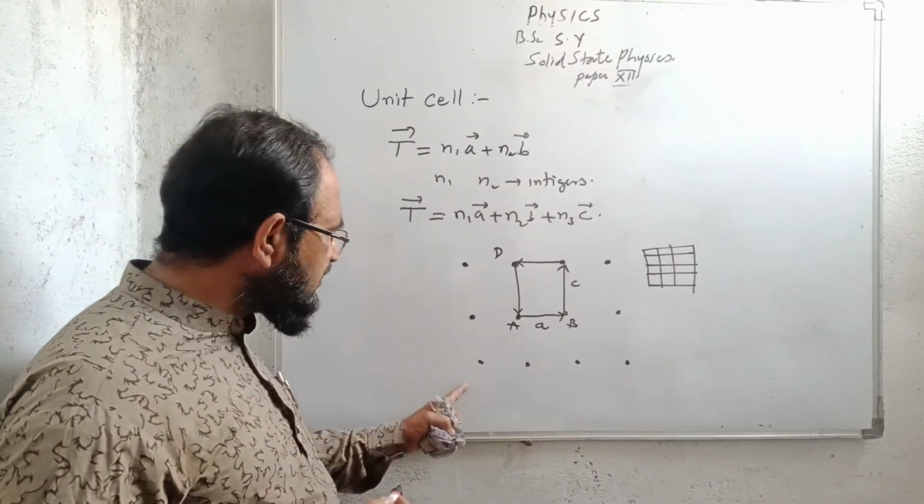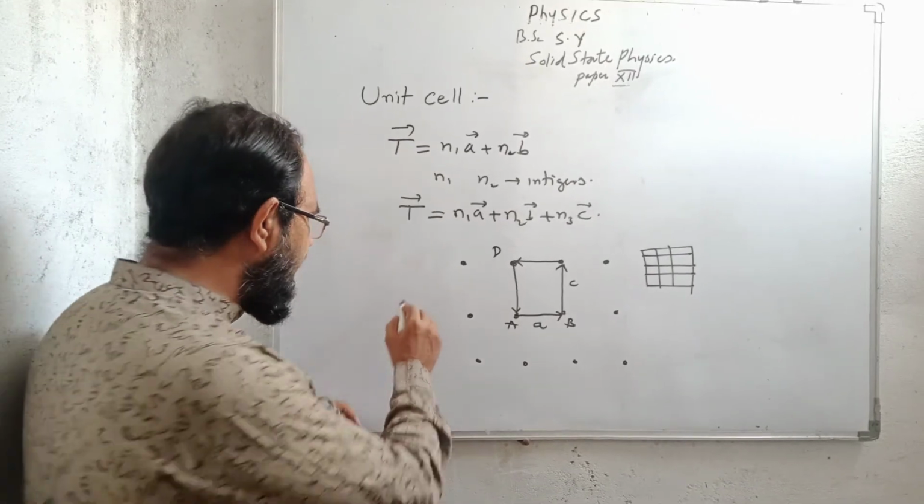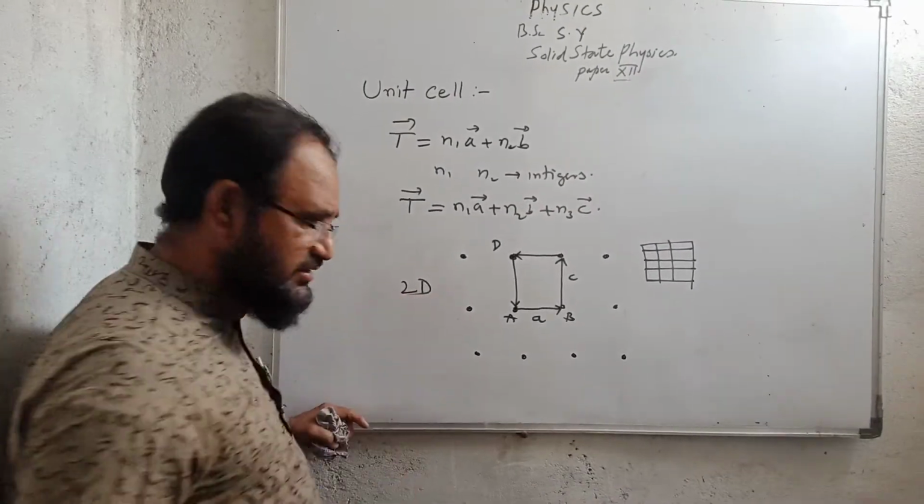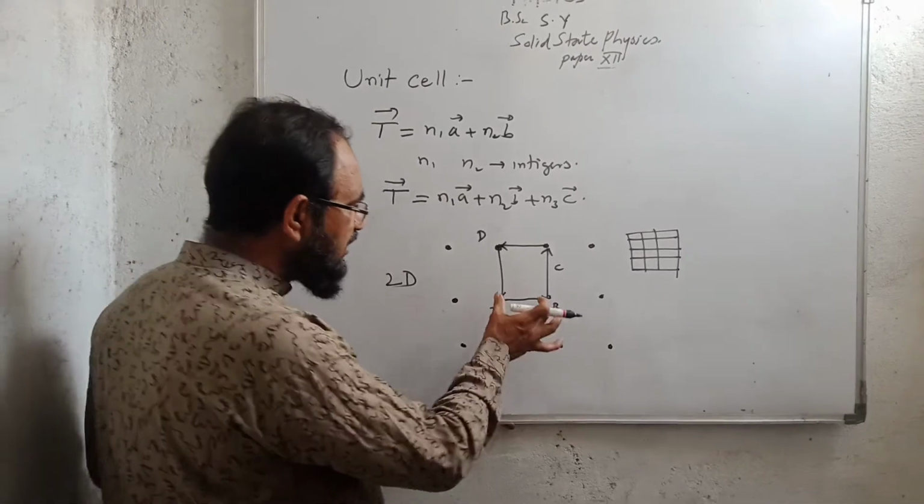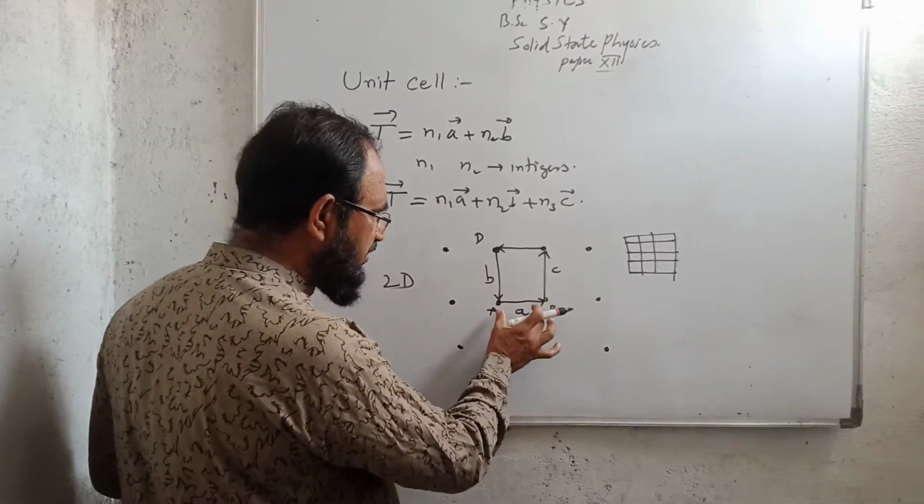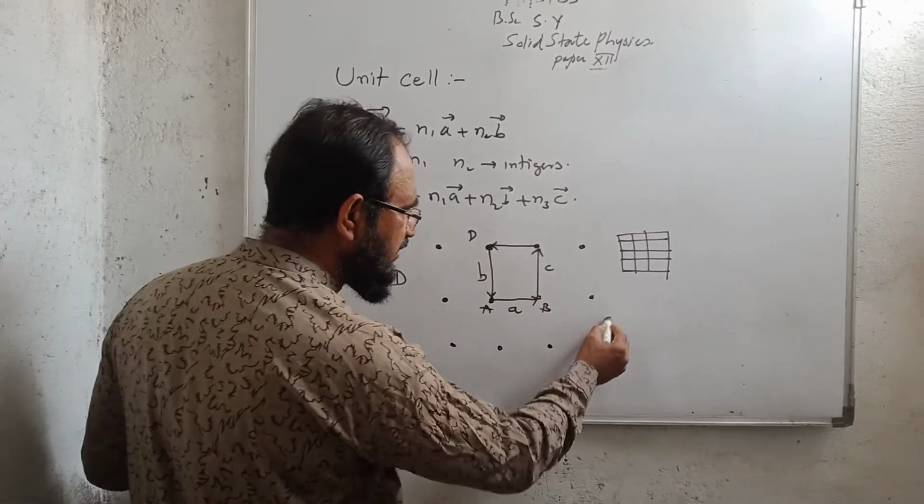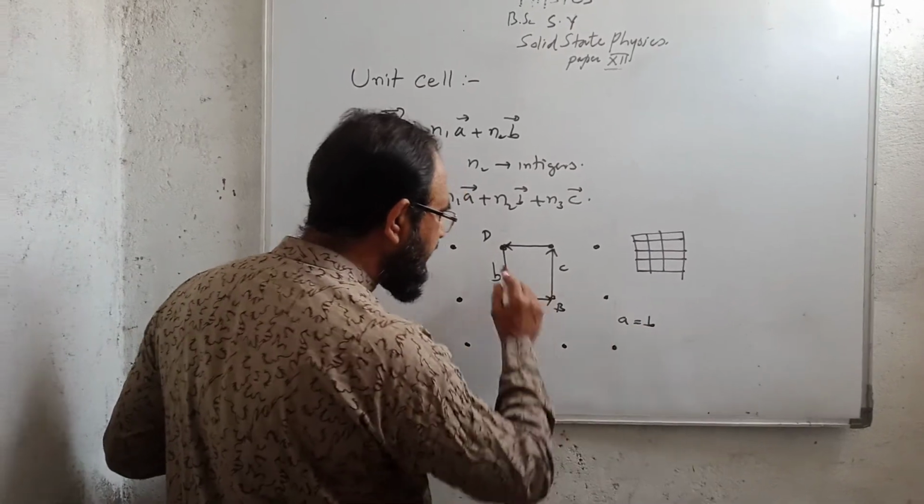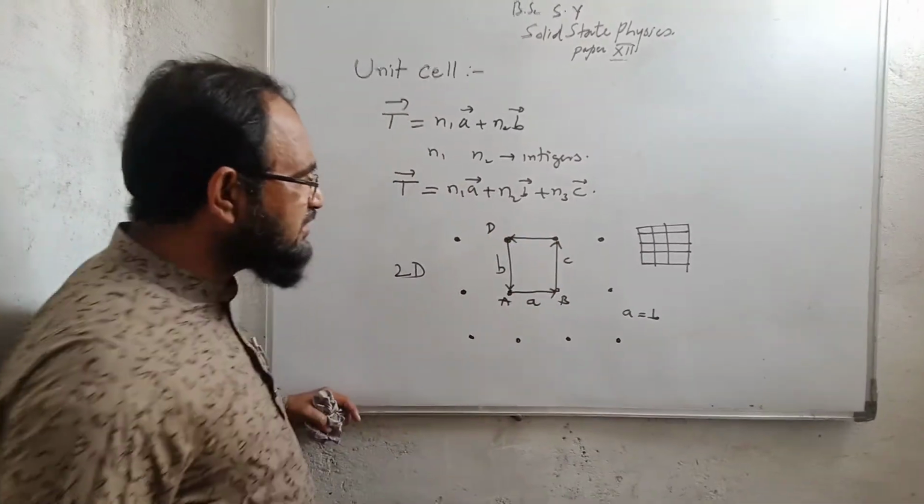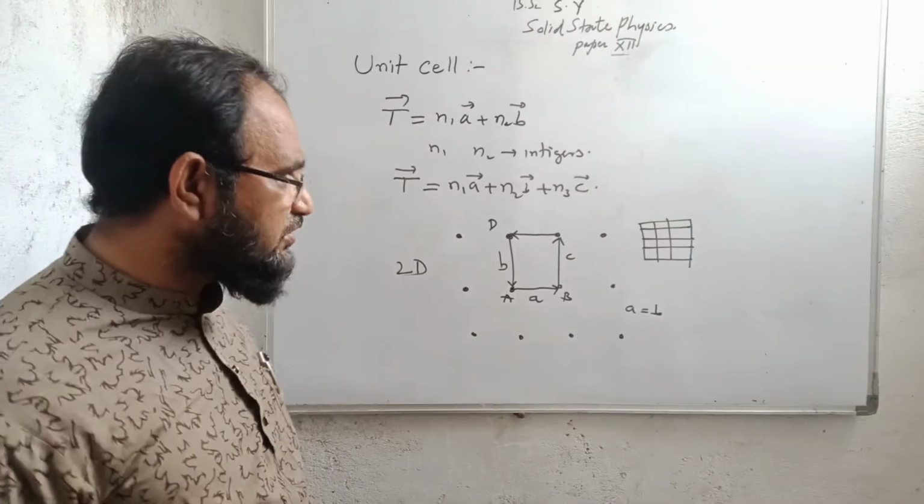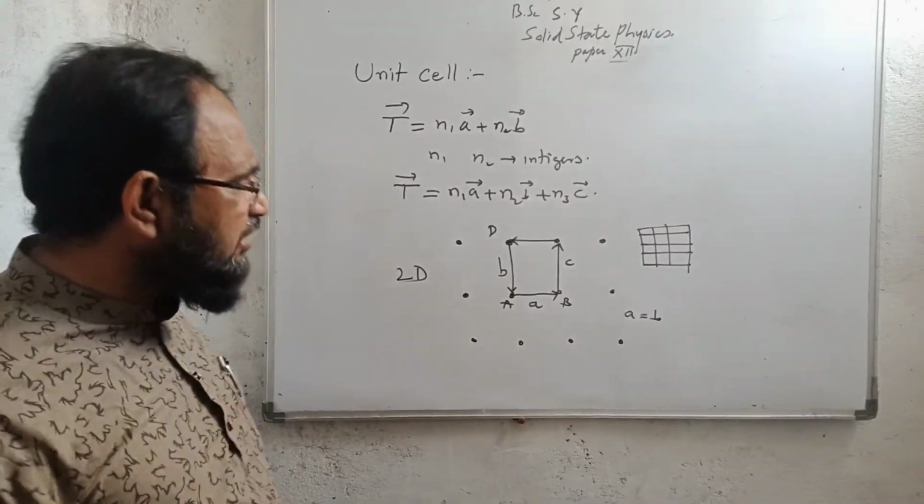Here we discussed the two-dimensional lattice. In two dimensions, if vector A is equal to vector B, then it is a square type of unit cell. Square lattice means square type of unit cell. So unit cell may be of different types.